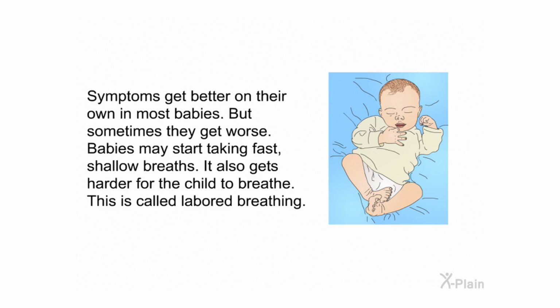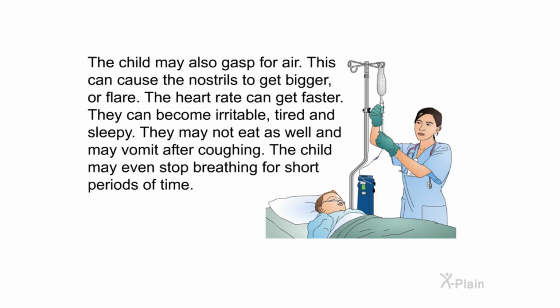Symptoms get better on their own in most babies, but sometimes they get worse. Babies may start taking fast, shallow breaths. It also gets harder for the child to breathe. This is called labored breathing. The child may also gasp for air. This can cause the nostrils to get bigger or flare. The heart rate can get faster. They can become irritable, tired, and sleepy. They may not eat as well and may vomit after coughing. The child may even stop breathing for short periods of time.